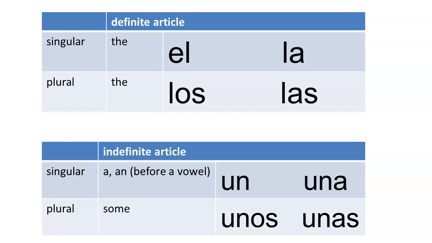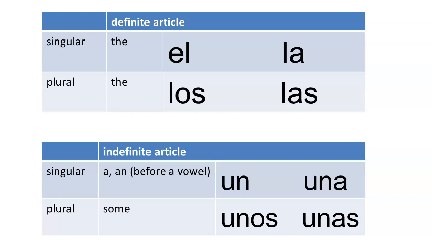For example, if I ask you the question, hey, what is it that you have there? And you answer by saying, well, it's just a book. When I say a book, it's one of many. It's not very specific. It's kind of vague. Okay, so that's why we call it the indefinite article.